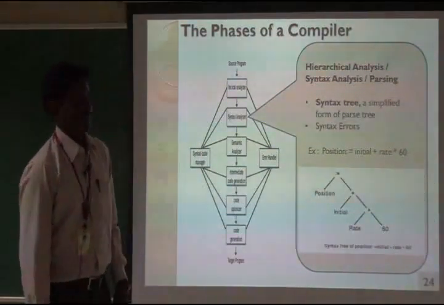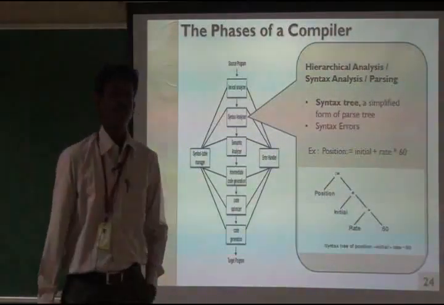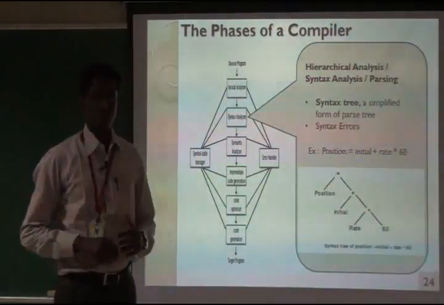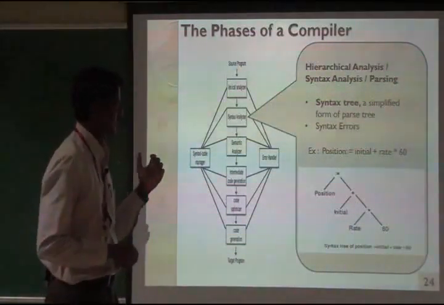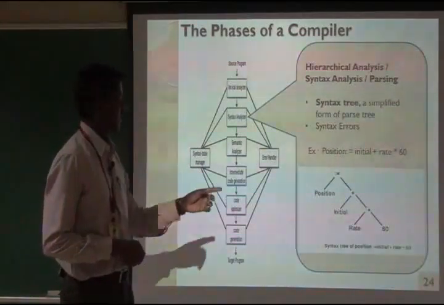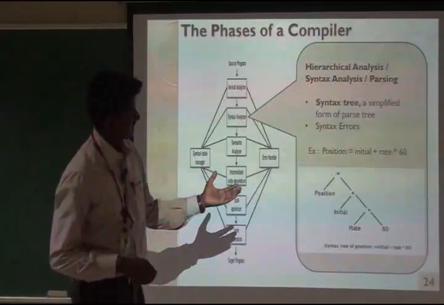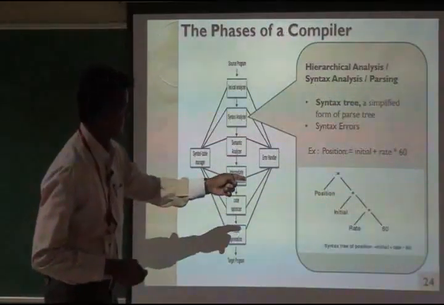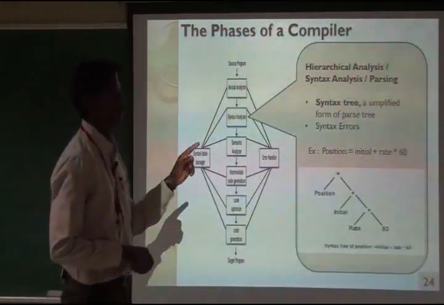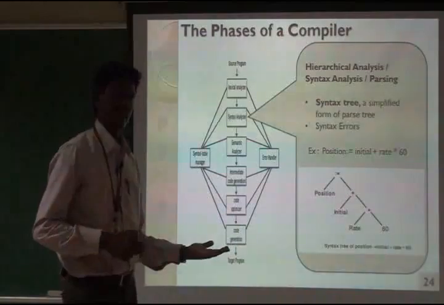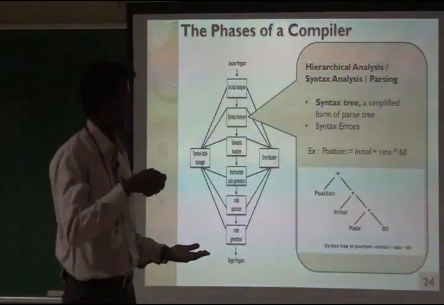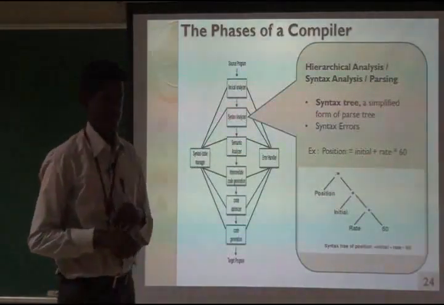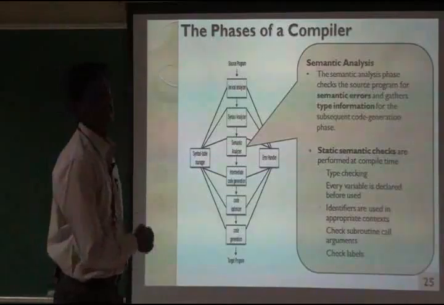So the input for the syntax analyzer is tokens, and the output of the syntax analyzer is a syntax tree. For example, take the same case, position equal to initial plus rate into 60. These are all separated as tokens by the lexical analyzer. Now the syntax analyzer checks whether it follows the syntax, then it draws the syntax tree. The syntax tree is constructed based on the context free grammar rules. Here multiplication has higher precedence than plus, so at the leaf we have the higher precedence computation, then the lower, and so on. The tokens are now constructed as a syntax tree by the syntax analyzer.